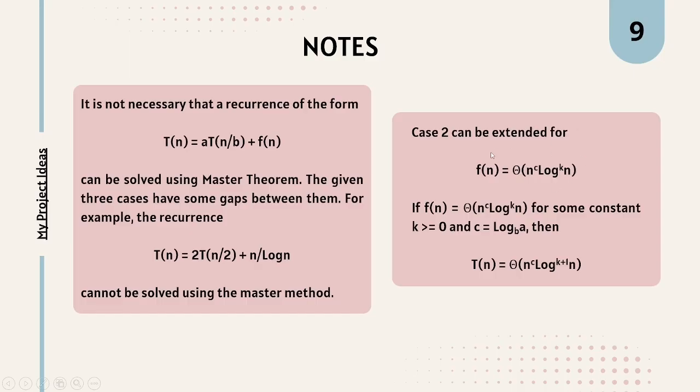And case 2 can be extended for this. This can't be solved because here Fn is n by log n, and because the ratio is a function of n, hence it cannot be solved by the master method. And this part you can also extend to this. You can write it as n to the power c log to the k of n, for some constant k greater than or equal to 0 and c equal to log a base b, so you can put the Tn as such. Okay, the time complexity.